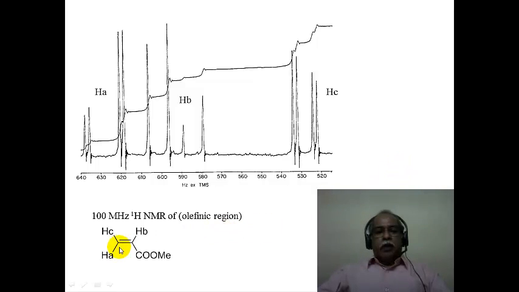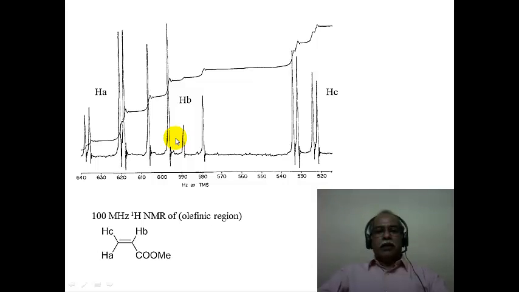As I mentioned, a monosubstituted olefin derivative can present a fairly complex spectrum. Methyl acrylate is one such example. The X part of the spectrum is shown here, which is labeled as HC, and the AB part of the spectrum is labeled here, which is HA and HB, corresponding to the various lines.